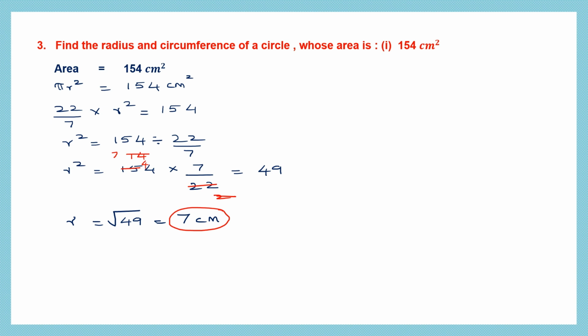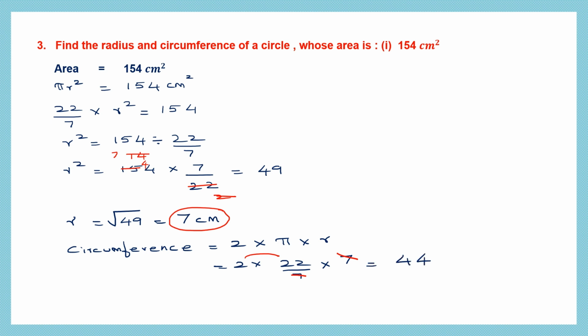Now we have to find the circumference of the circle. So to find the circumference also we need to use a formula. So circumference, the formula is 2 into pi into r. So this is 2 into pi is 22 by 7 into r. Radius we just found out to be 7. Let's cancel. We can cancel 7 and 7. Now just multiply the numerators. 2 into 22 is 44. So 44 centimeters. So this is the circumference of the circle.